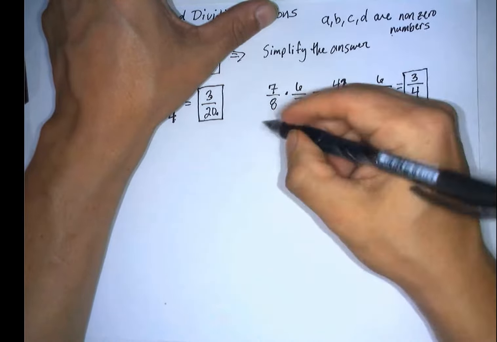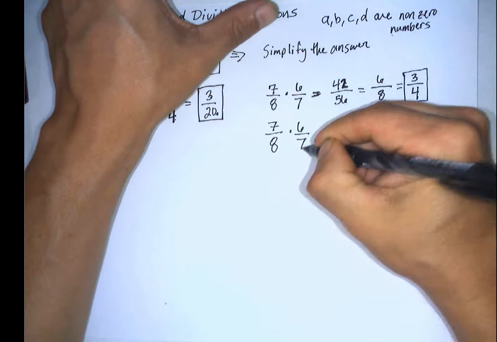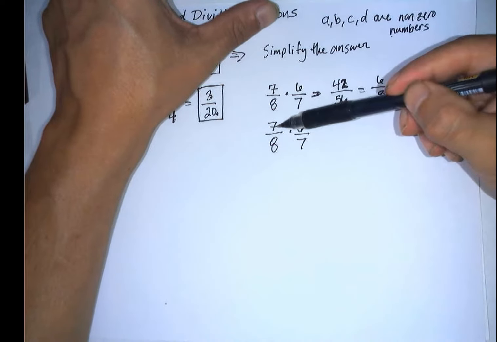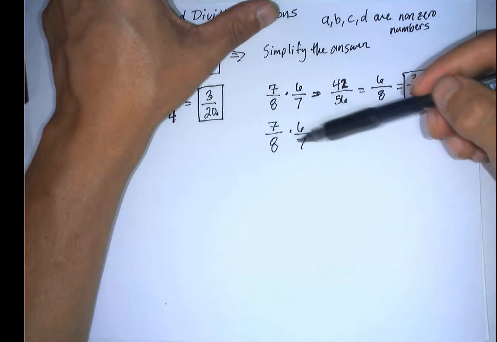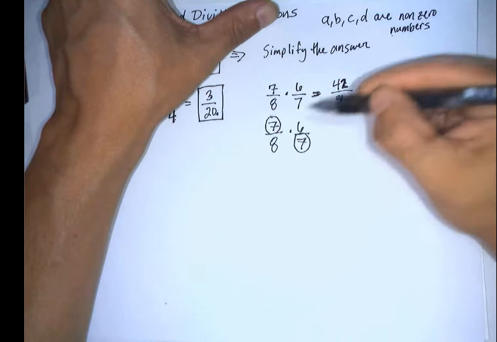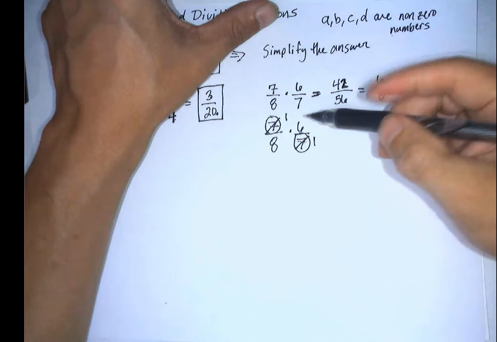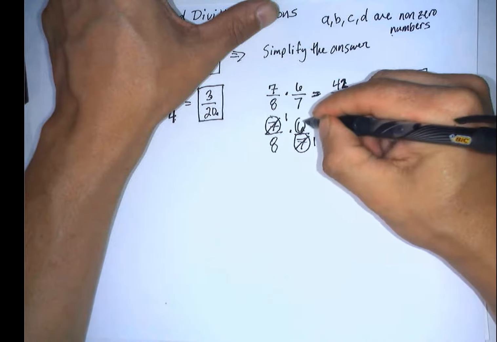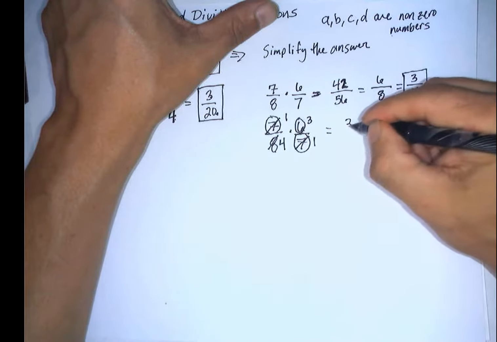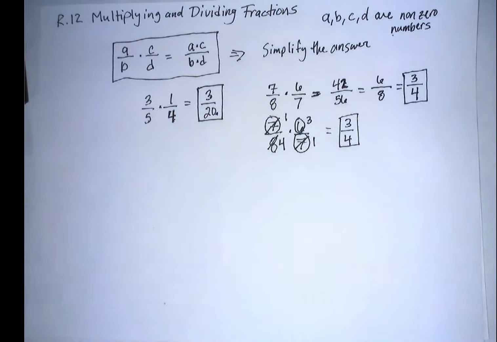Now another way of doing this, I'm going to rewrite it down here, is we can reduce before we multiply. You can see there's factors of 7 right there. 7 divided by 7 is 1. So if we divide this by 7, we get 1, and we divide this by 7, we get 1. And then 6 and 8 are both even. 6 divided by 2 is 3, and 8 divided by 2 is 4. And what's left? Without even having to multiply, 3/4. So however you wish to do it, it is up to you.